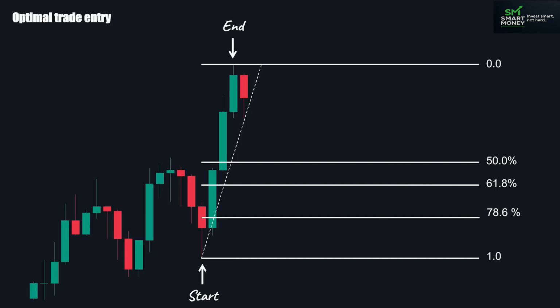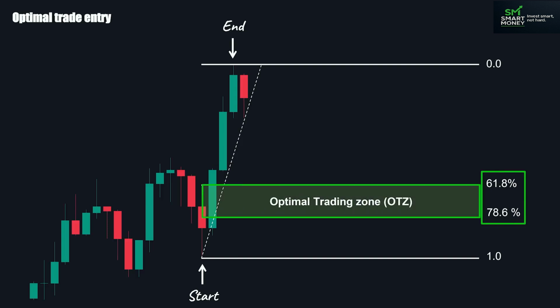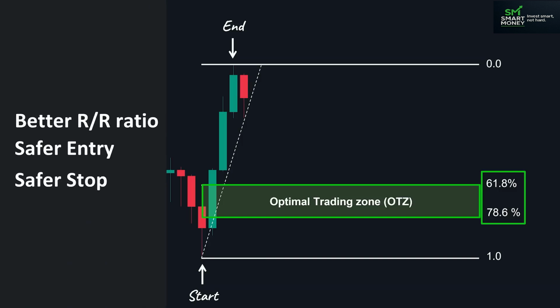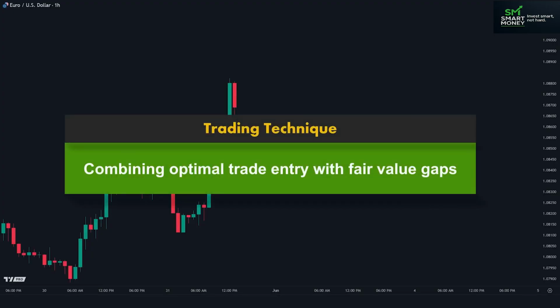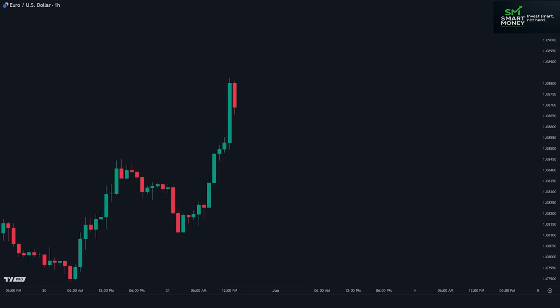However, two specific levels create ICT's optimal trading zone: the 61.8% and 78.6% retracement levels. These levels offer multiple advantages, including a better risk-to-reward ratio, safer entries, and more reliable stop-loss placements. Now, let's combine the optimal trade entry with fair value gaps. In this example, we're in a clear uptrend. We wait for a pullback to enter a long trade at a better price. If the price drops below this level, it could signal a shift in momentum and put the uptrend in question.